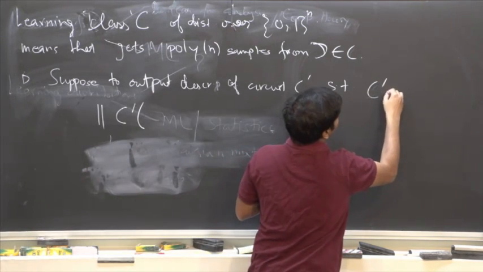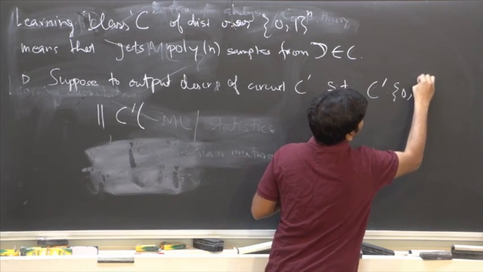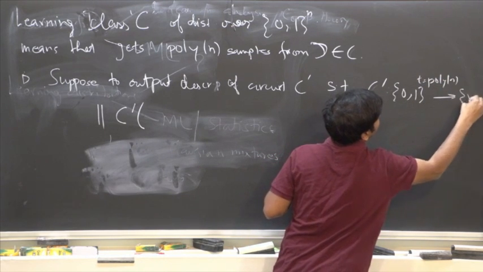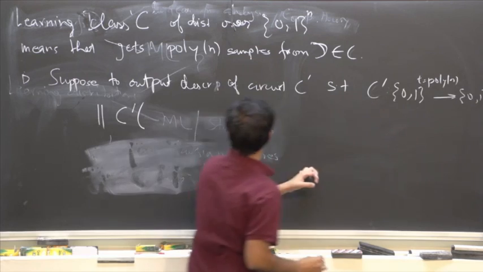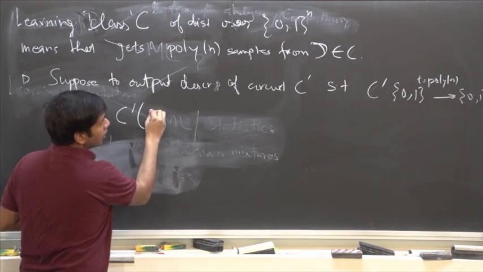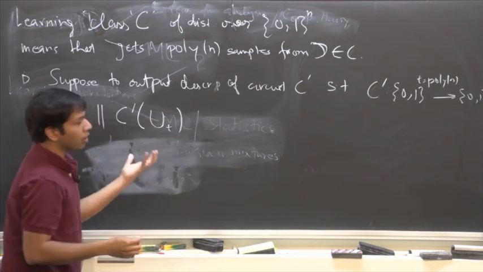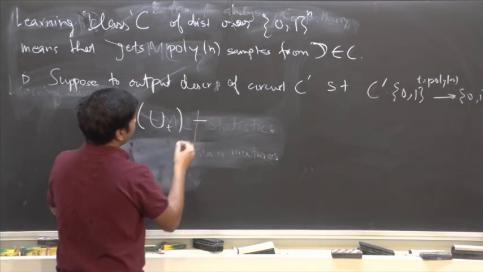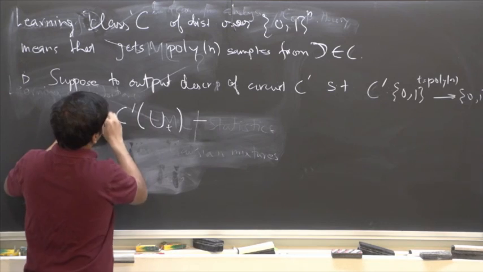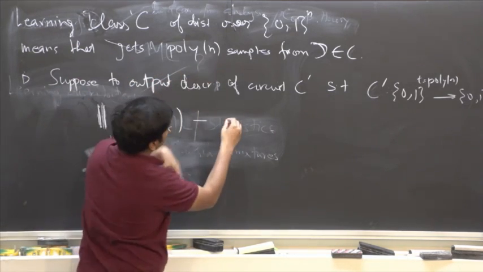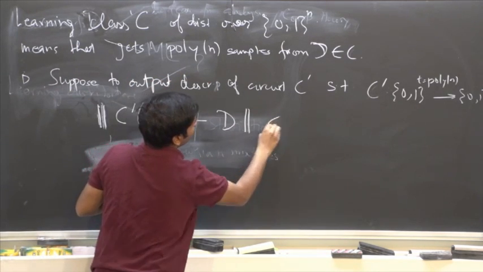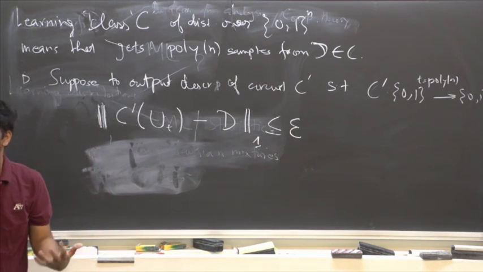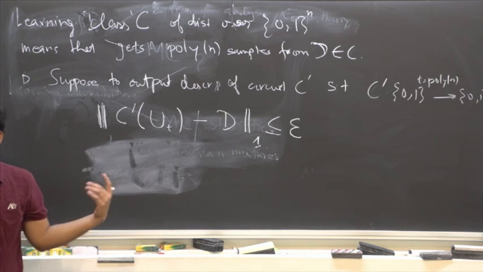let's say C prime maps some poly n bits to n bits such that when C prime is fed with uniformly random bits, the output distribution differs from the unknown distribution by epsilon in L1 distance or statistical distance. So this is the notion of PAC learning in this model.